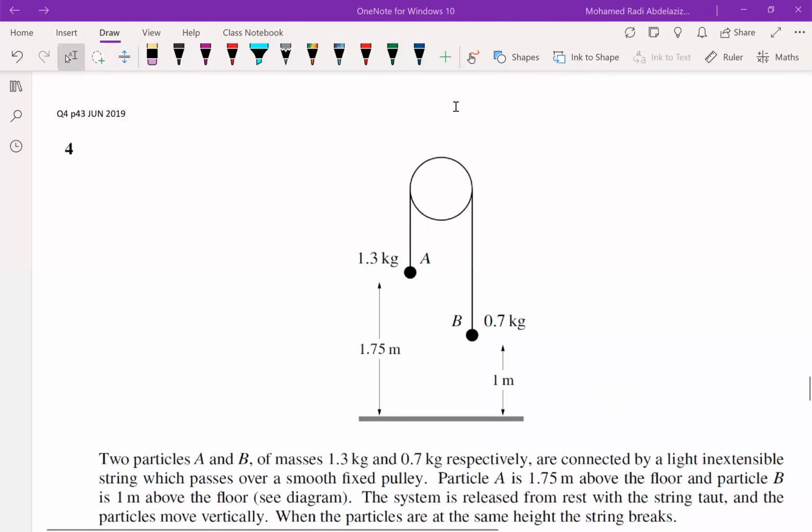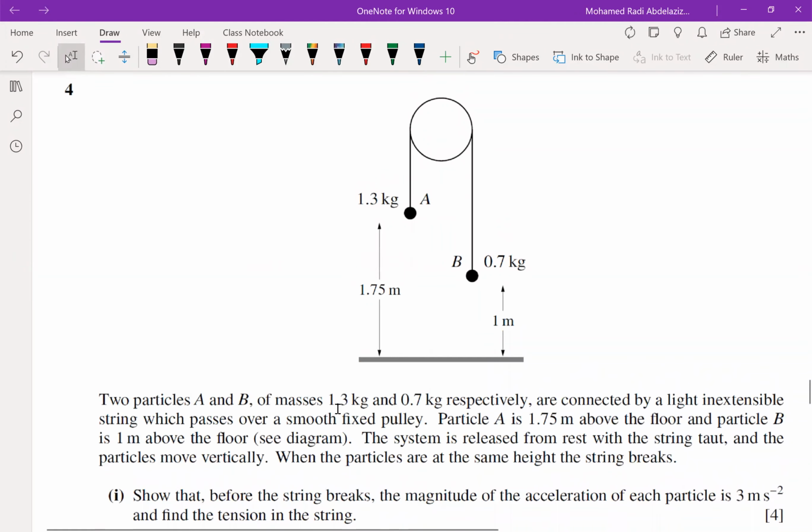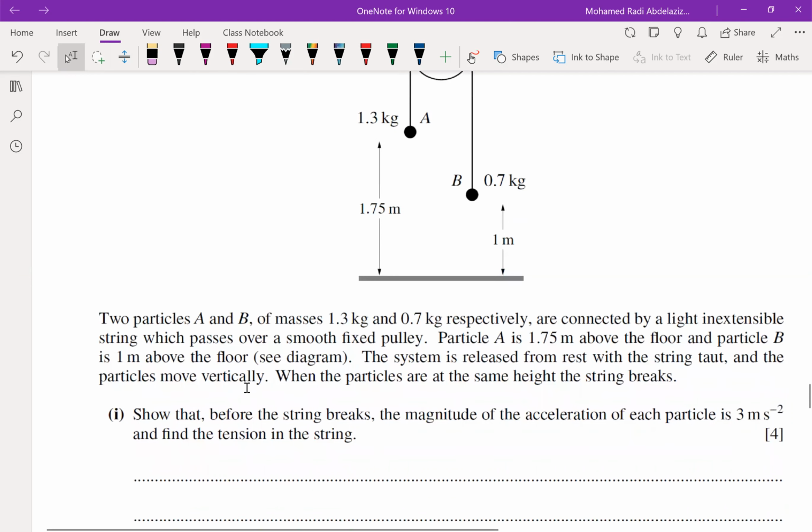Hi guys, in this tutorial I'm going to solve question number 4, paper 43, June 19. Two particles A and B of mass 1.3 kilograms and 0.7 kilograms are connected by a light inextensible string which is passing over a smooth fixed pulley. Particle A is 1.75 meters above the floor and particle B is 1 meter above the floor. The system is released from rest with the string taut and the particles move vertically.